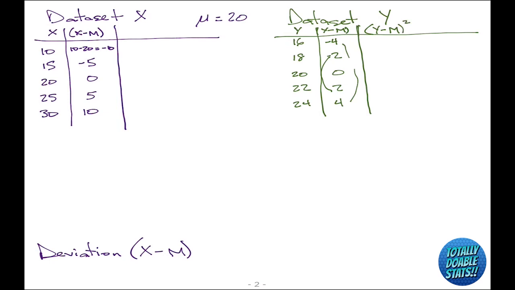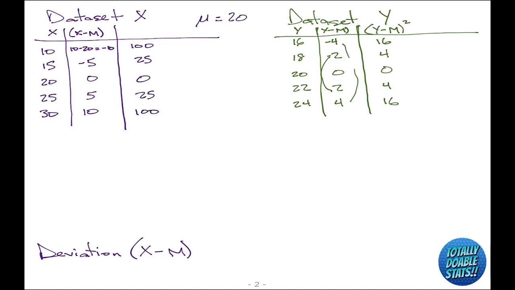So negative 4 squared is 16. Negative 2 squared is 4. 0 squared is 0. 2 squared is 4. 4 squared is 16. Again, if I do the same thing over in my original data set, data set X, negative 10 squared is 100. Negative 5 squared is 25. 0 squared is 0. 5 squared is 25, and 10 squared is 100.